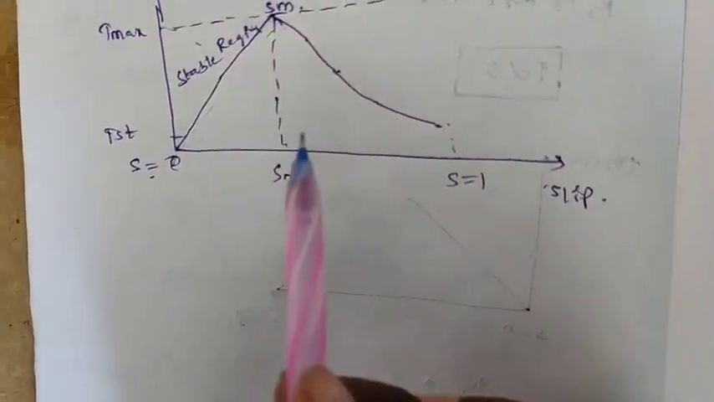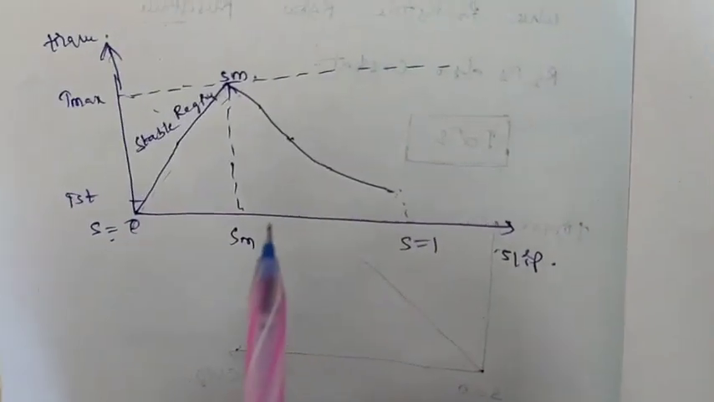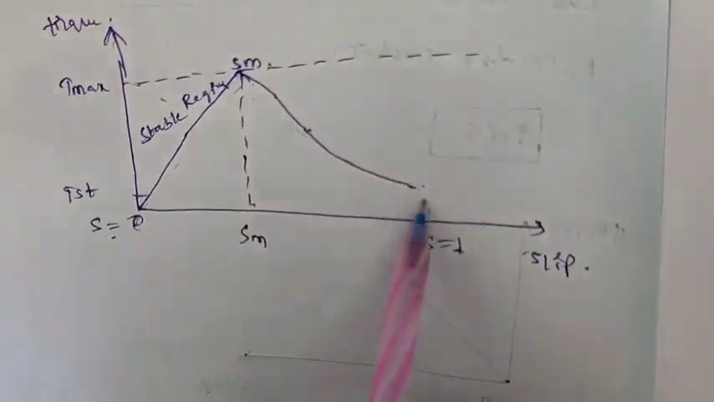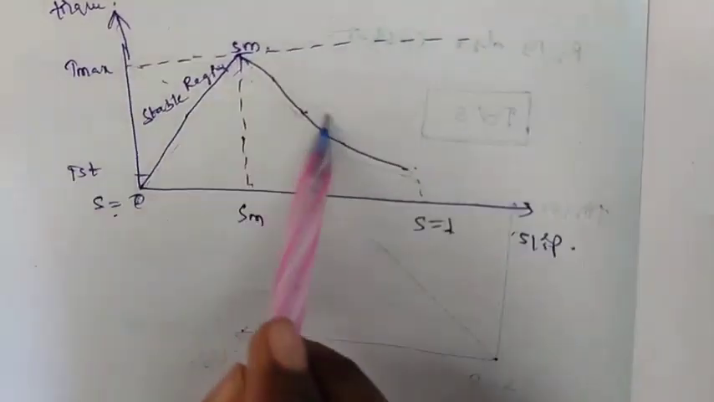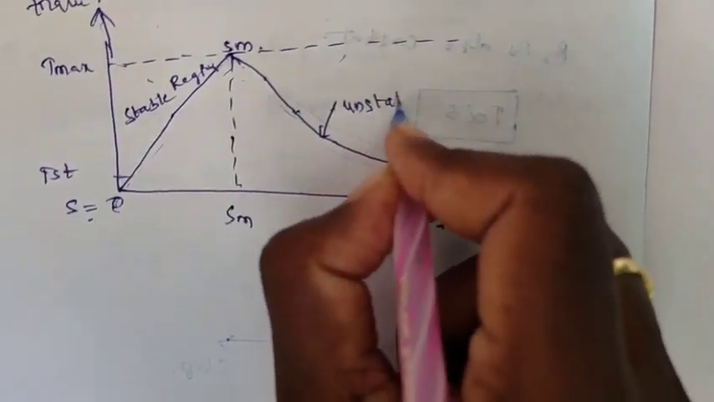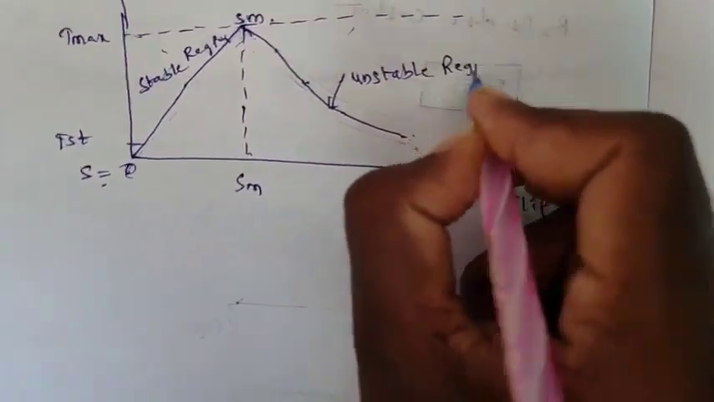So when the slip increases, from SM to 1, the curve should be like that. This is the unstable region.